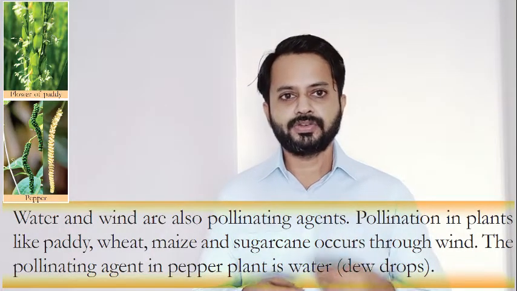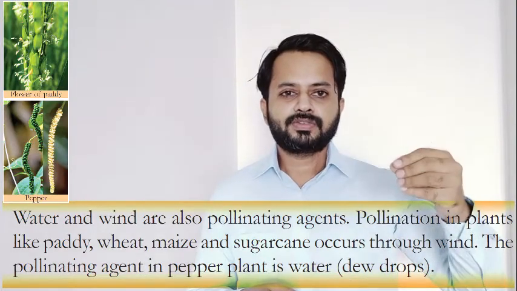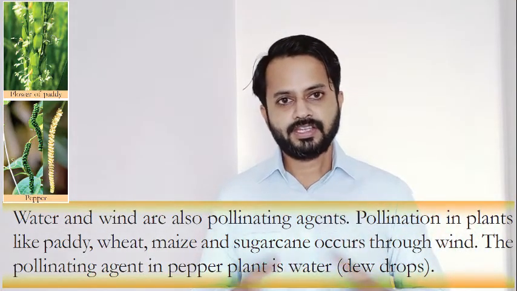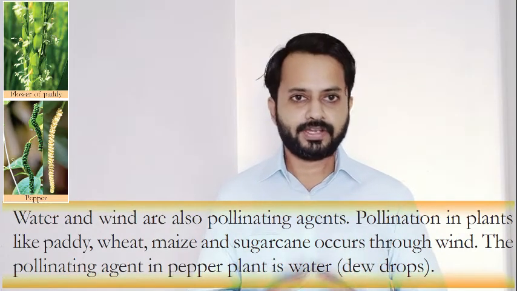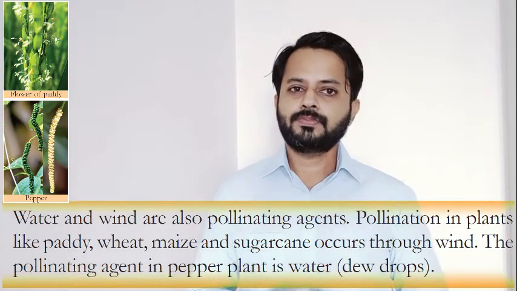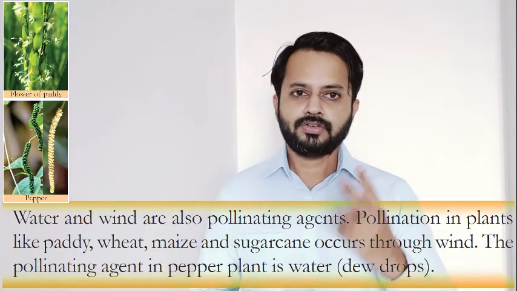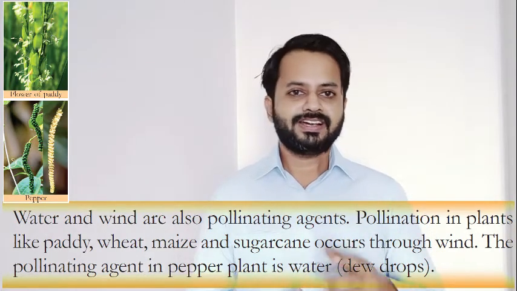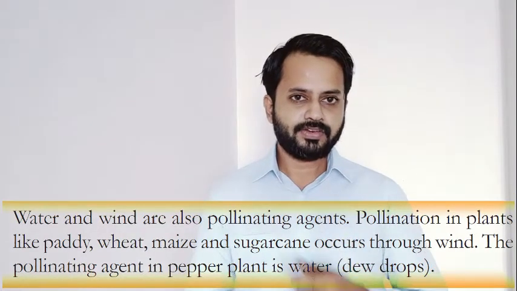When there is rain or dew drops, through the water, pollen grains will spread from one flower to another flower, especially in pepper vines. This type of pollination takes place. So, two types of pollinating agents: one is wind, the other one is water. The first one we discussed was butterflies and bees, insects.